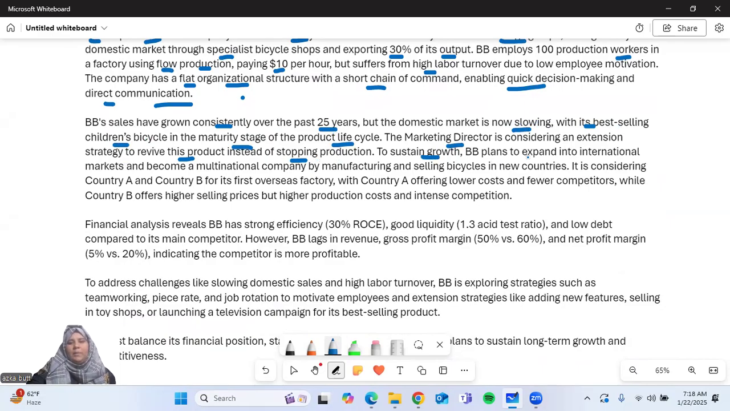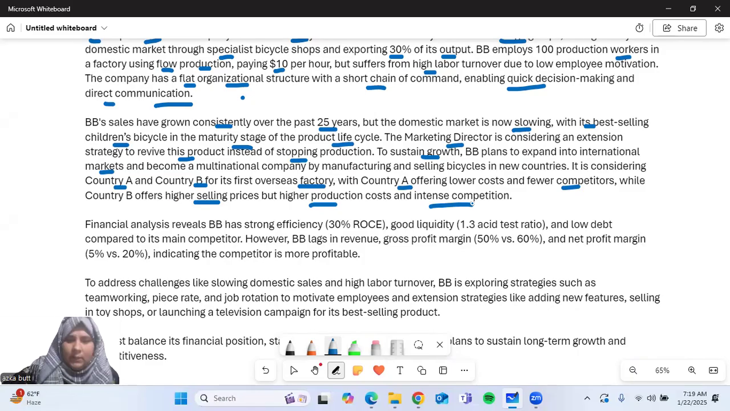To sustain growth, BB plans to expand into international markets and become a multinational company by manufacturing and selling bicycles in new countries. And it is considering country A and country B for its first overseas factory. Okay, so they have two choices, country A and country B. Country A offers lower costs and fewer competitors, while country B offers higher selling prices but higher production cost and intense competition. So here is a twist, of course.